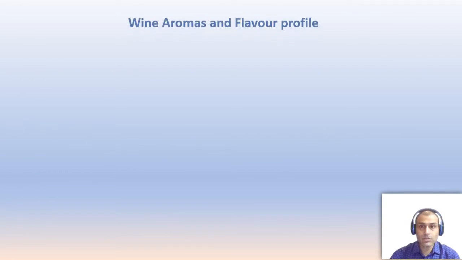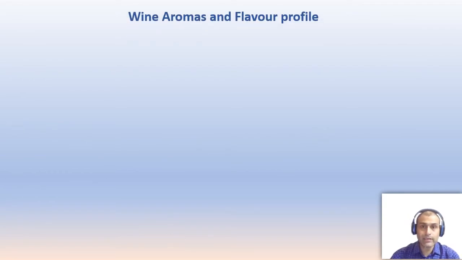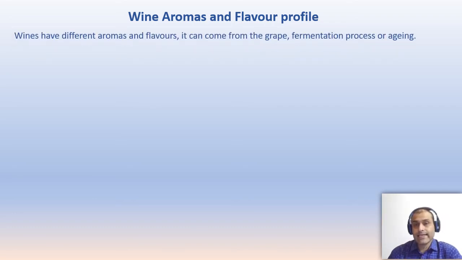All right, so now we'll move on to wine aromas and their flavor profiles. Wines, different wines taste different. Some have the same or almost the same kind of flavor profile. It can come from the grape itself because different grapes have different characteristics. It can come from the fermentation process, the flavor profile, and also it can come from aging.